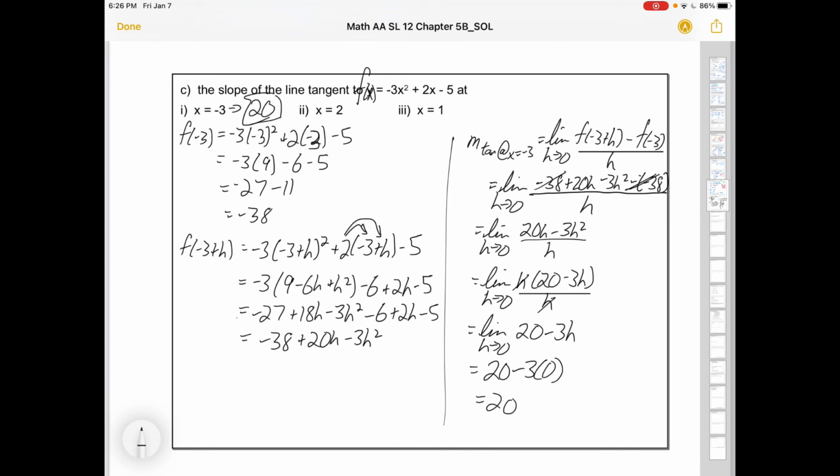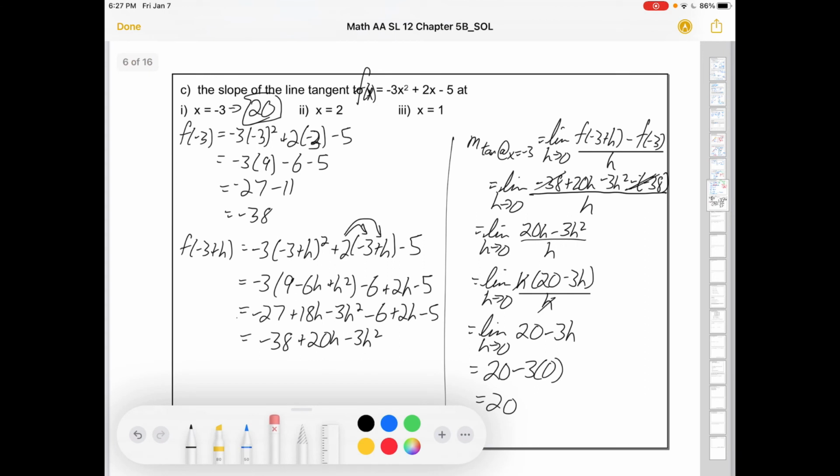Yay! That's a lot of work, and a lot of places to make silly mistakes. If you didn't end up with a negative 38 in both of them, well, it's going to be very frustrating because you can't actually get rid of your problem h on the bottom. The other ones are going to be similar, so I'll just go through that process.